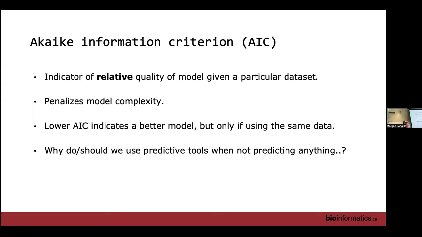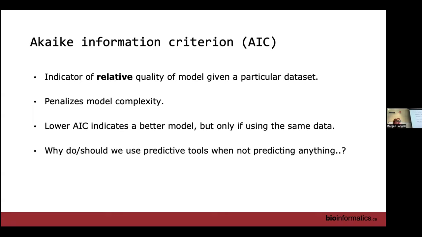Lower AICs indicate a better model, but we can only compare these values if we're using the same data set. We're testing out different models on our data. You can't just take two models from two different data sets and say this is a better model than that one. And I'll just leave this idea here.